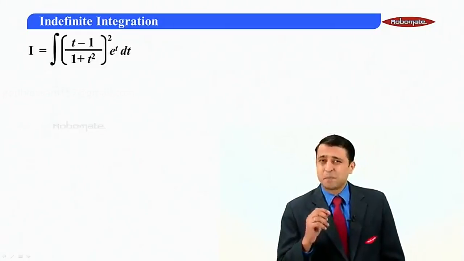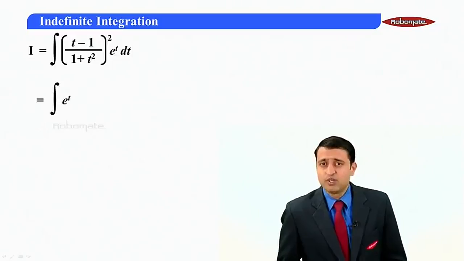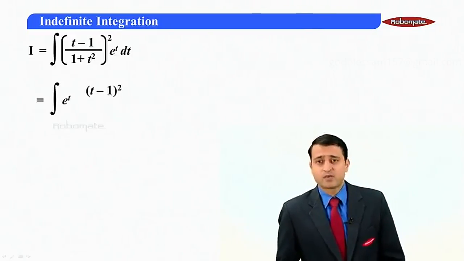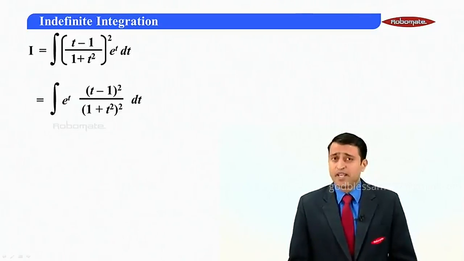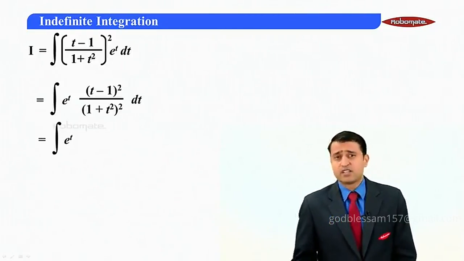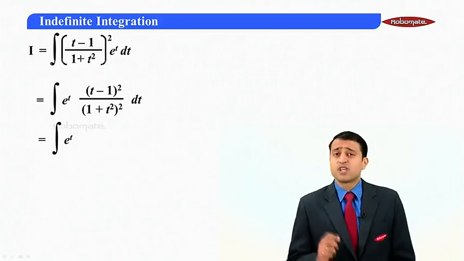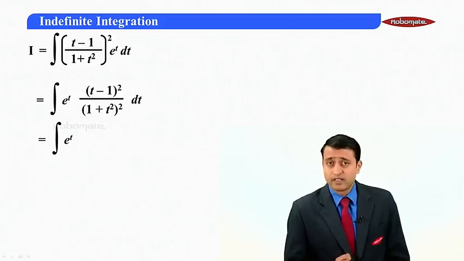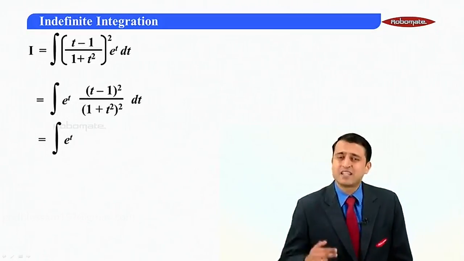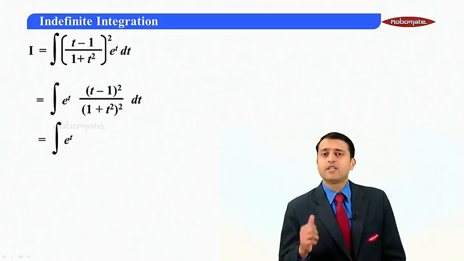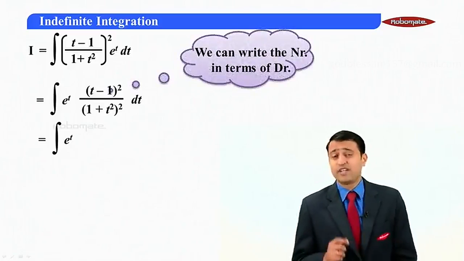Now can I just separate the square? Let us write in the next step the integral equal to e raised to t into bracket (t minus 1) the whole square upon (1 plus t square) the whole square and a dt. Now my dear students, if I have to simplify further, it is pointless opening the brackets in the denominator. What we will do is, we will open the brackets in the numerator. In the process, we will get two terms in the numerator which are seen in the denominator, and they are t square and 1. So we can express the numerator in terms of denominator.